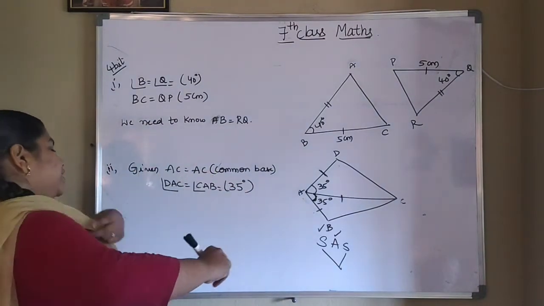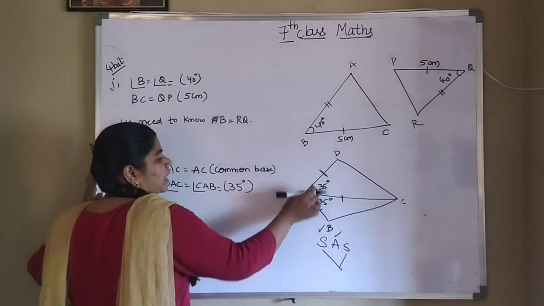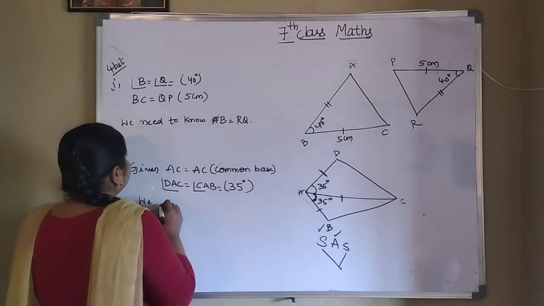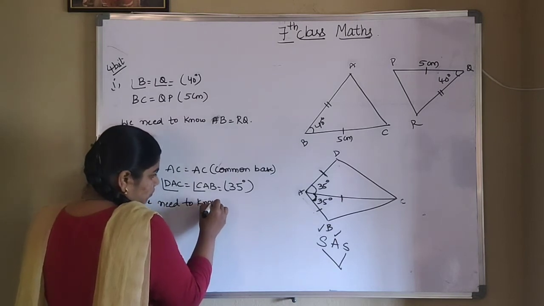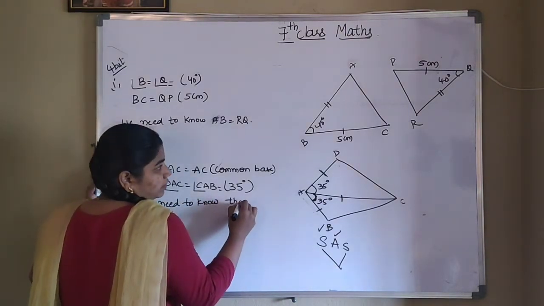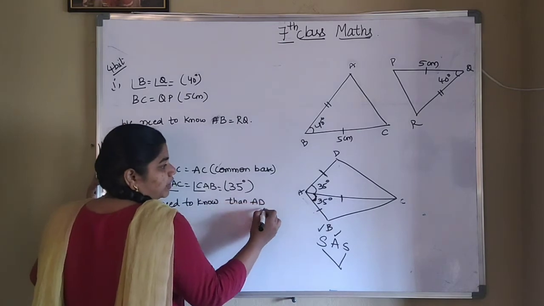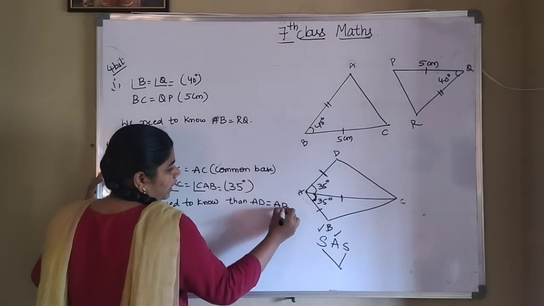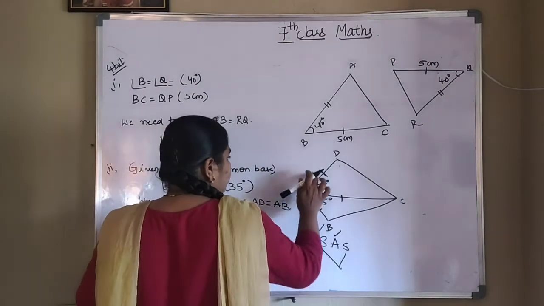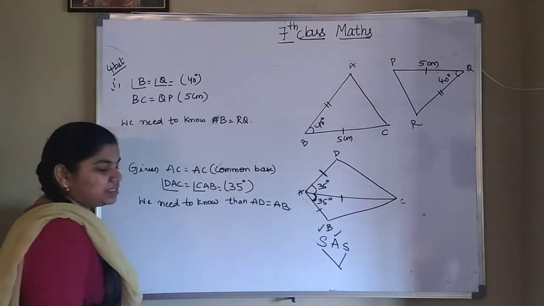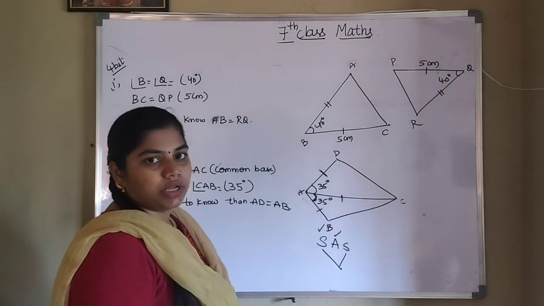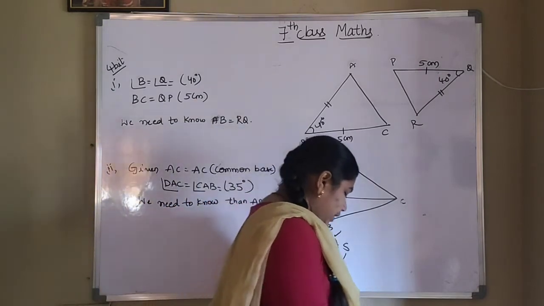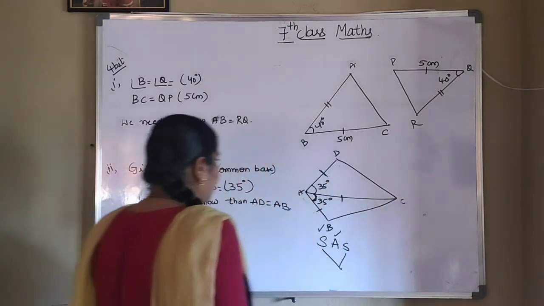Now by using SAS means we want these two sides. So what will you write here? We need to know that AD should be equal to AB. So if you know these two sides, then by using SAS congruency, you can tell both the triangles are congruent to each other. So next is the second one.